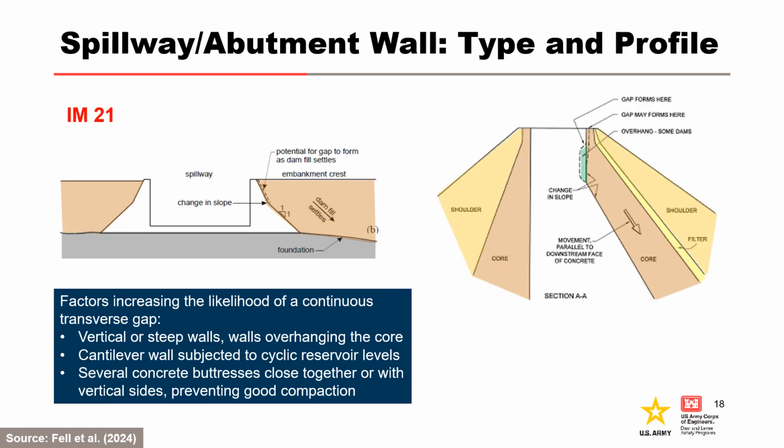IM21 is for settlement of the embankment fill resulting in a gap forming at the interface, resulting from wall type and profile between the fill and the upper, steeper part of the spillway or abutment wall. This mechanism is more likely for vertical or steep walls, as shown on the left, and walls overhanging the core, as shown on the right, cantilever walls subjected to cyclic reservoir levels, as well as slender walls with marginal factors of safety against stability, and several concrete buttresses close together or with vertical sides preventing good compaction.